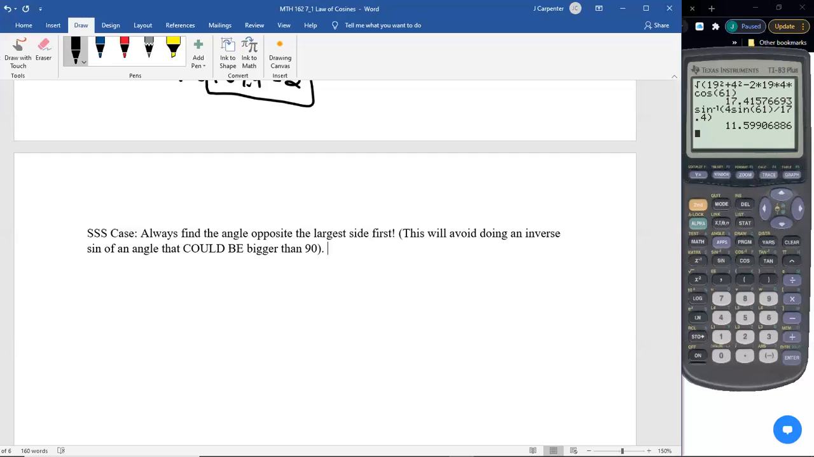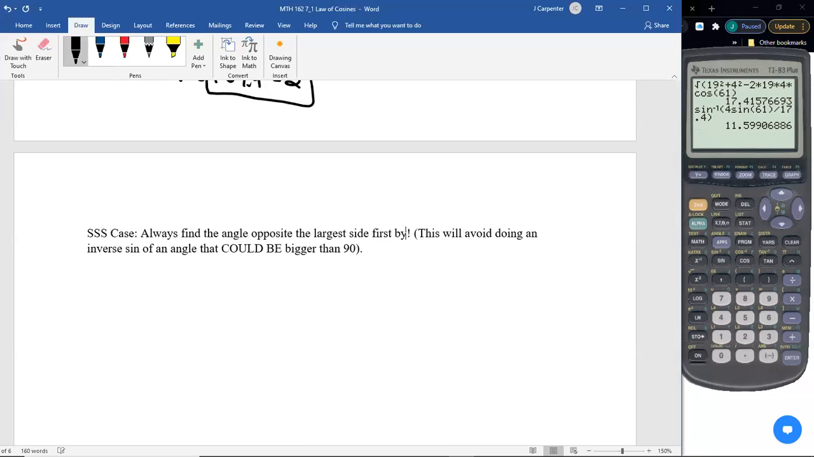Admittedly, it's not the only way to make sure that doesn't happen. You can attack whatever angle you want, and then in the second step, when you do law of sines, just make sure that you don't attack the largest one. But I just think it's better to do this. Just go ahead and find the largest angle, which is going to be the angle opposite the largest side. Now, with the side case, you're doing law of cosines. You should always find the angle opposite the largest side first.